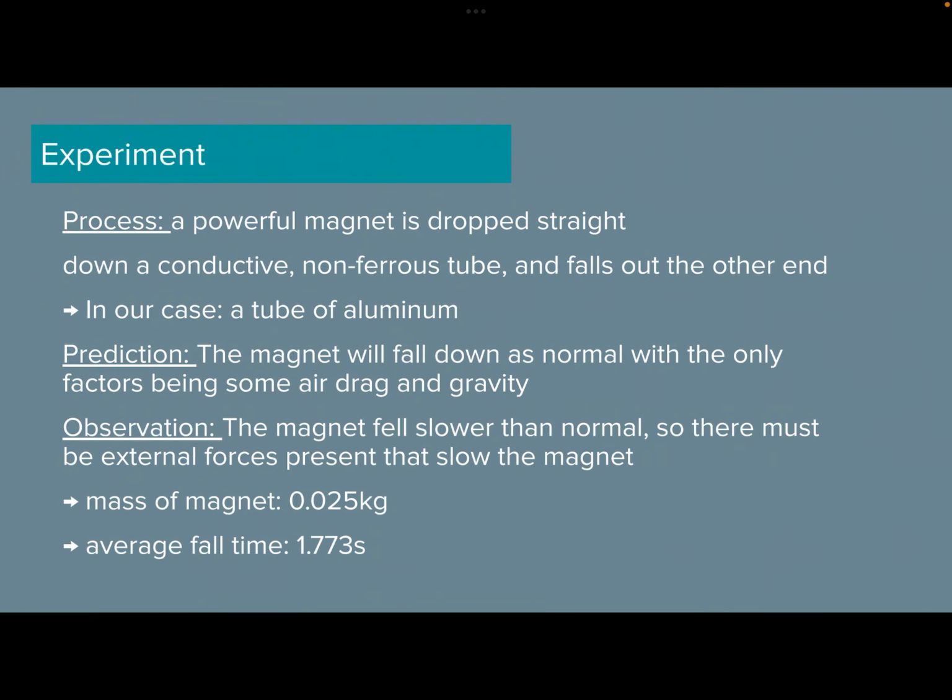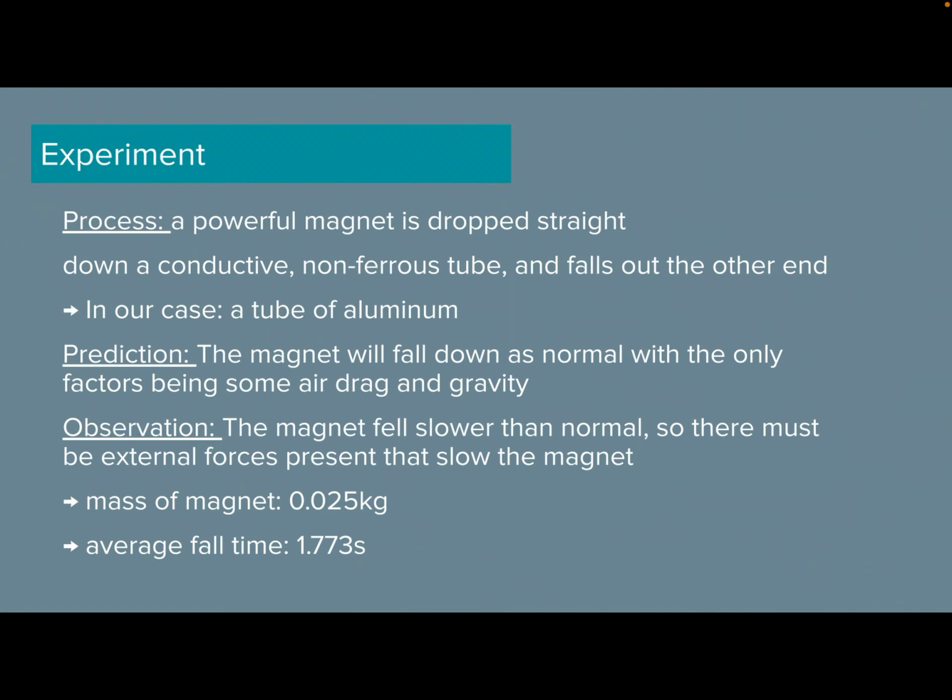First, we drop a powerful magnet straight down into a conductive non-ferrous tube, and it falls out the other end. The prediction is that the magnet just falls down as normal, with no other factors other than air drag and gravity. Well, negligible air drag.